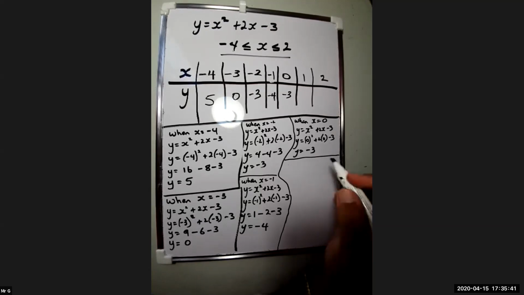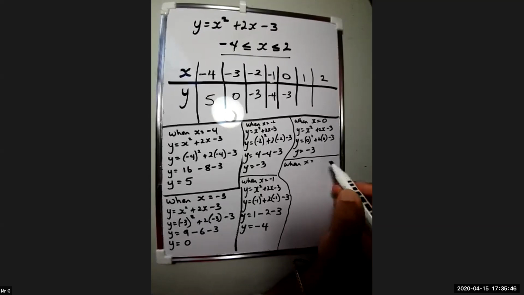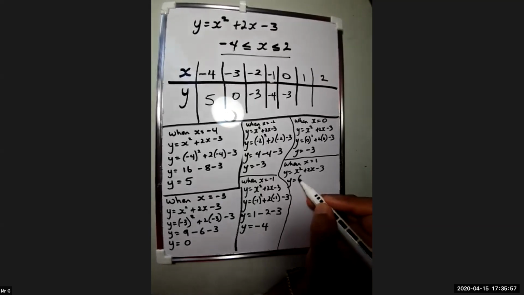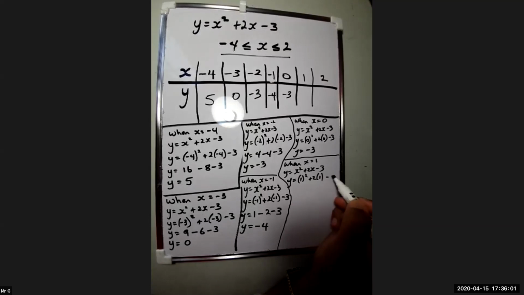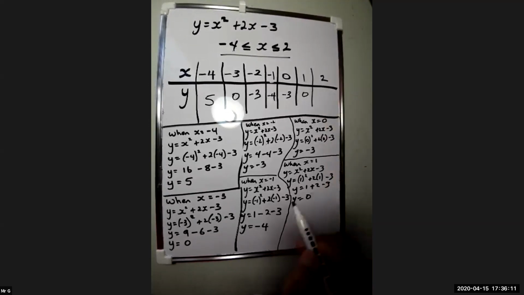Yes, correct. Sorry, when x is 1, y is equal to x squared plus 2x minus 3. So y is equal to 1 squared plus 2 into 1 minus 3. So this becomes 1 plus 2 minus 3. So 3 take away 3 is 0. So that's why we get 0 here. Last part.